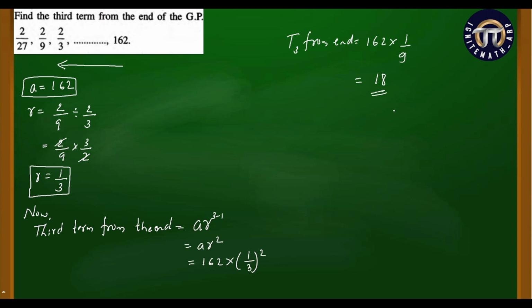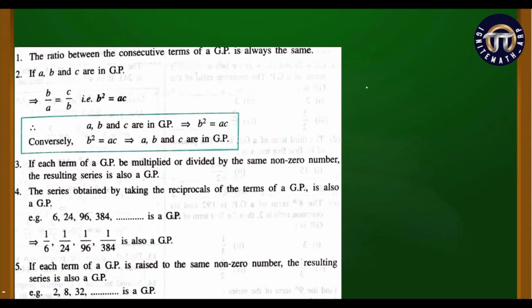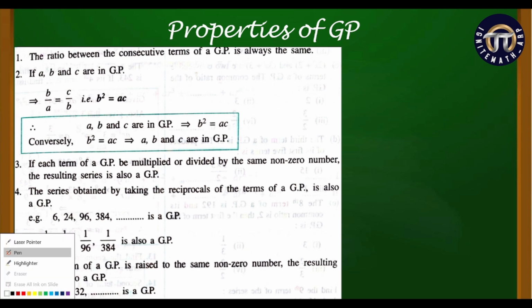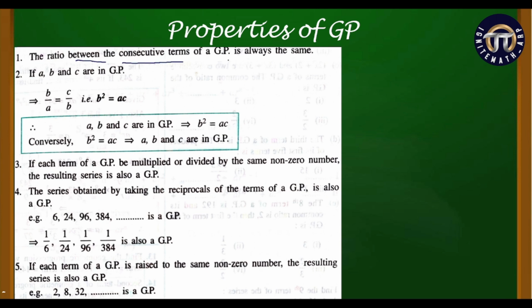Clear, children? Okay. So now let me consider some of the properties of GP. So what are the different properties of GP we are going to deal with? So be very careful over here. So now the first property says the ratio between consecutive terms of the GP is always same. So that is nothing but what, children? R is equal to T2 by T1, or this is equal to T3 by T2. Ratio between each term will be same.